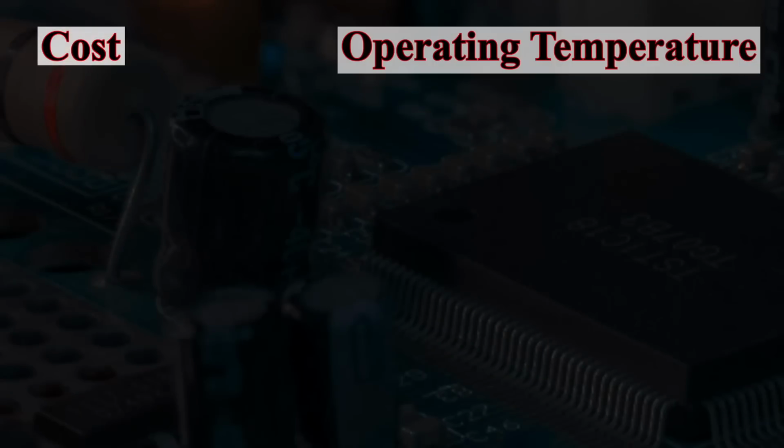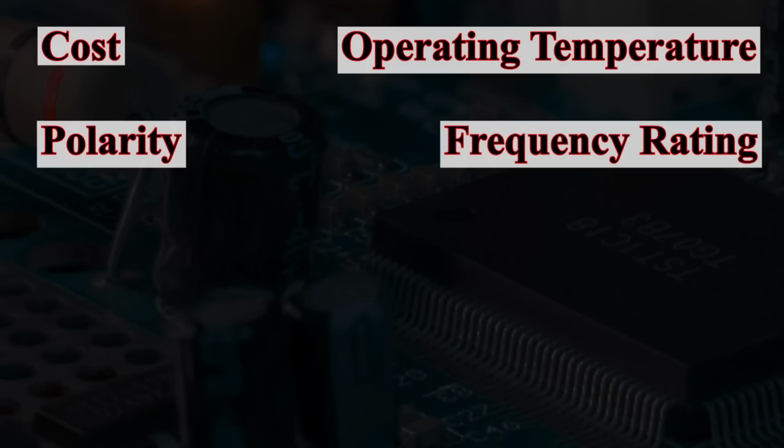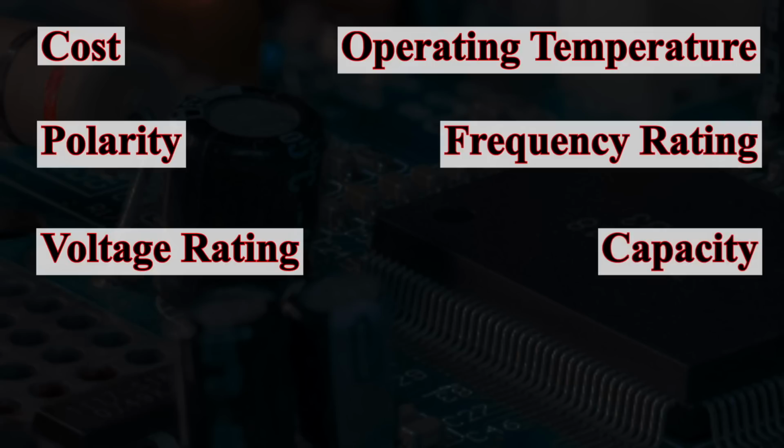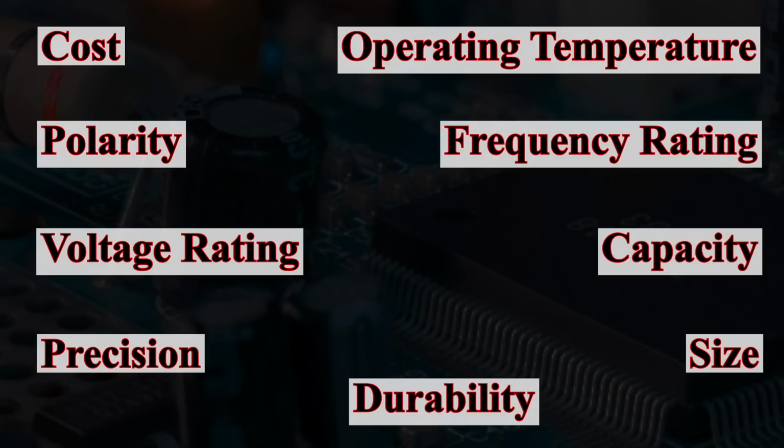It's not just ESR and ESL. The difference in the material and the manufacturing process affects other parameters as well. Parameters like cost, operating temperature, polarity, frequency rating, voltage rating, capacity, precision, size, durability, etc. This is why there are several types of capacitors. Indeed, they are different from several aspects. Some of them are superior to others from price or cost point of view. Some others are more durable. Some of them are more stable than others, and so on. I will talk more about these characteristics in detail later in this video, but for now, I think it's better to dive into the main subject.